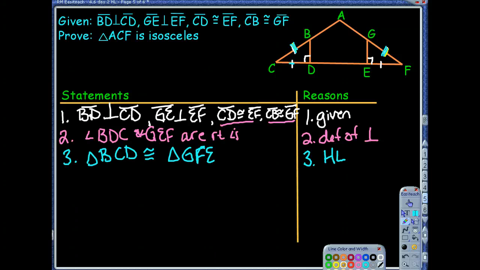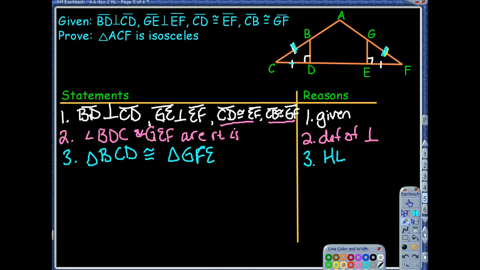Like the proof says something about proving a triangle is an isosceles triangle. So I'm looking at the triangle that they're saying. That's triangle ACF, so that bigger triangle. So the question you might ask yourself is, what do the two triangles that we just proved are congruent have to do with that larger triangle? And what do you notice?